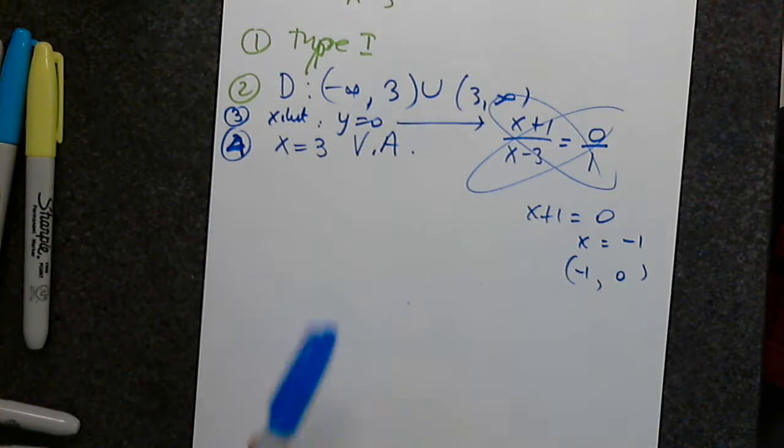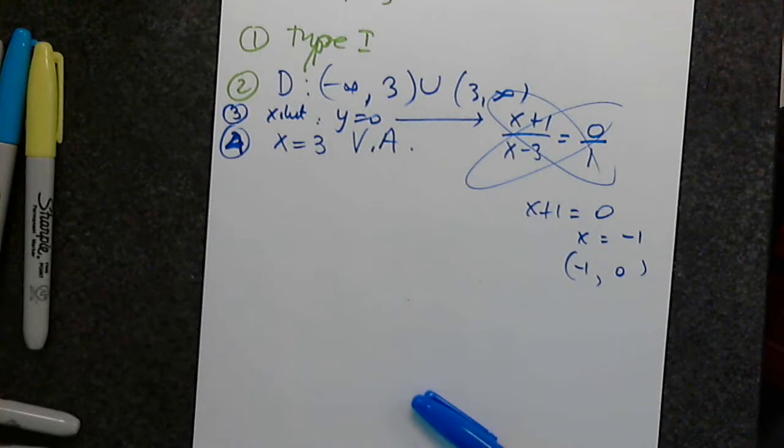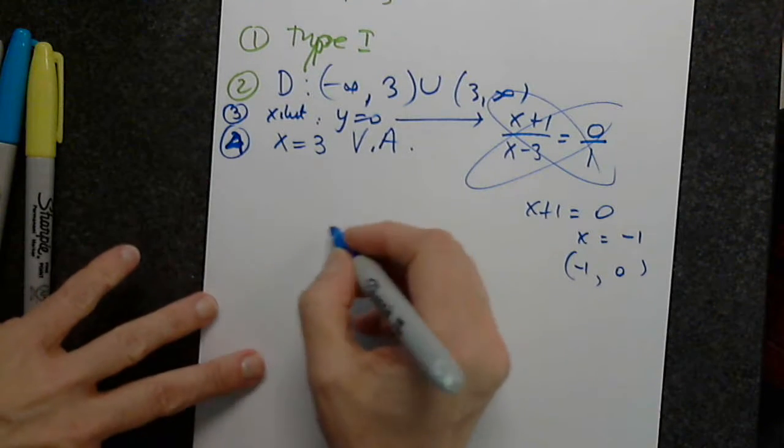So in number 4, we already identified the fact that since the function is rational and it's not defined at 3, x equals 3 must be a vertical asymptote. Now, we want to determine what happens left and right of the vertical asymptote because there are 4 options. 1, 2, 3, 4. Okay. So, yes?